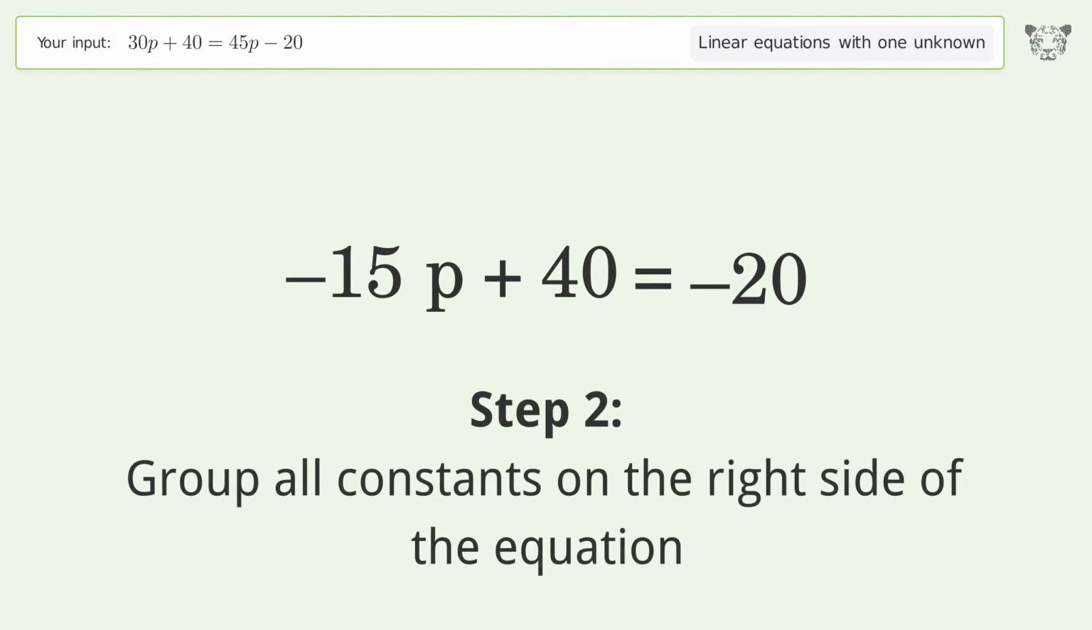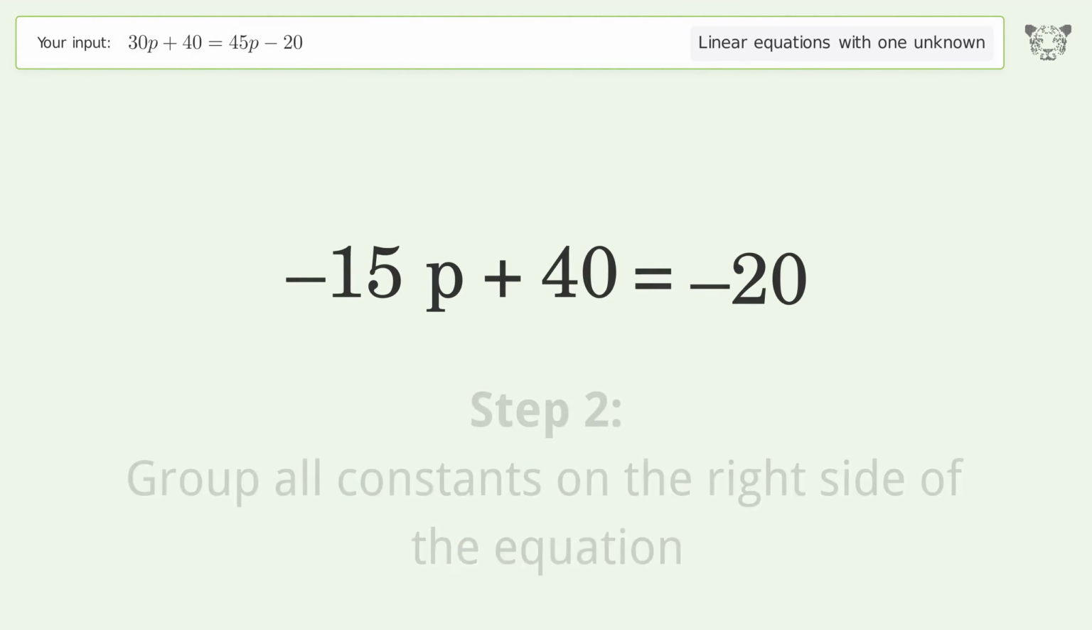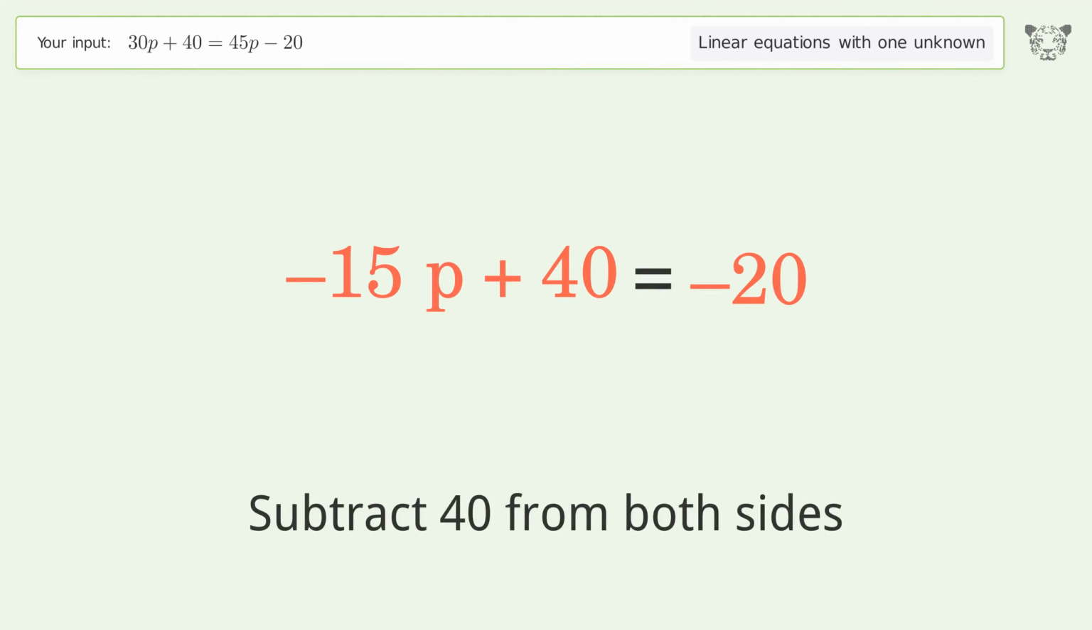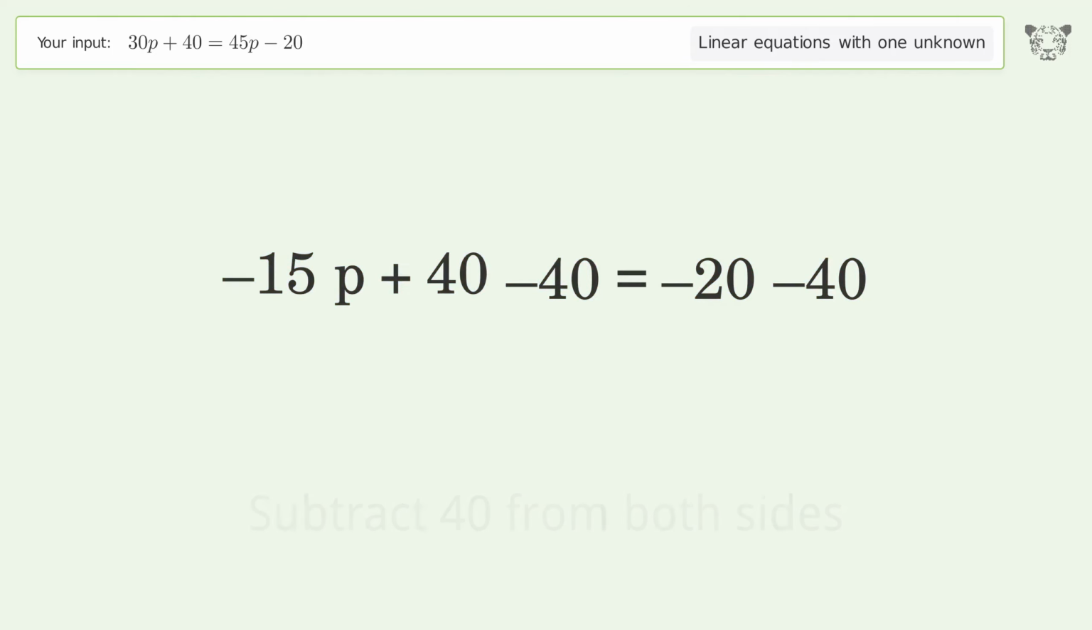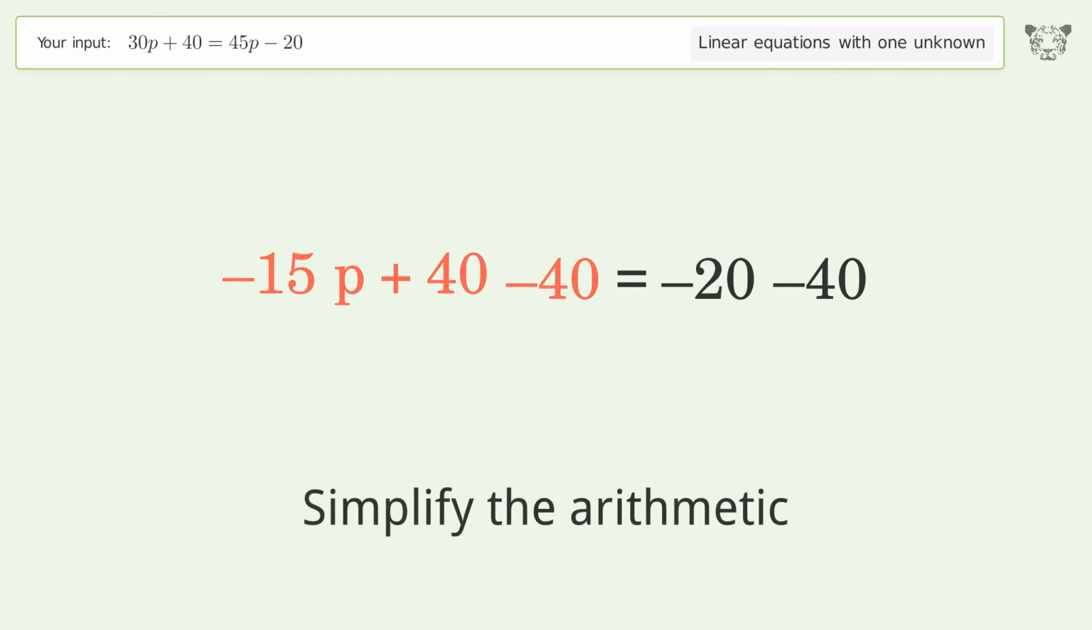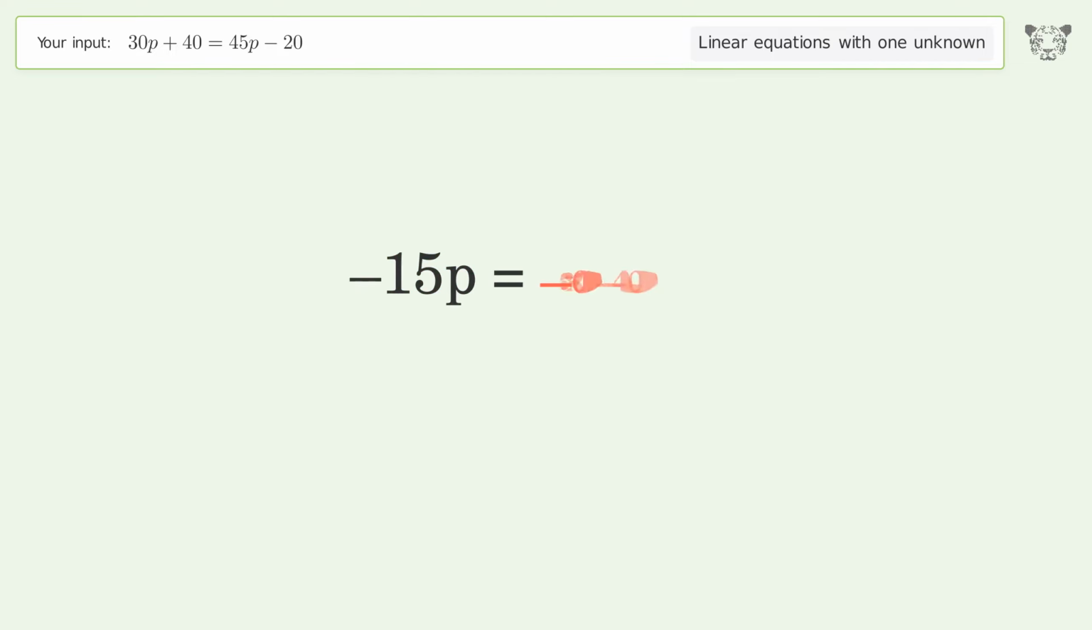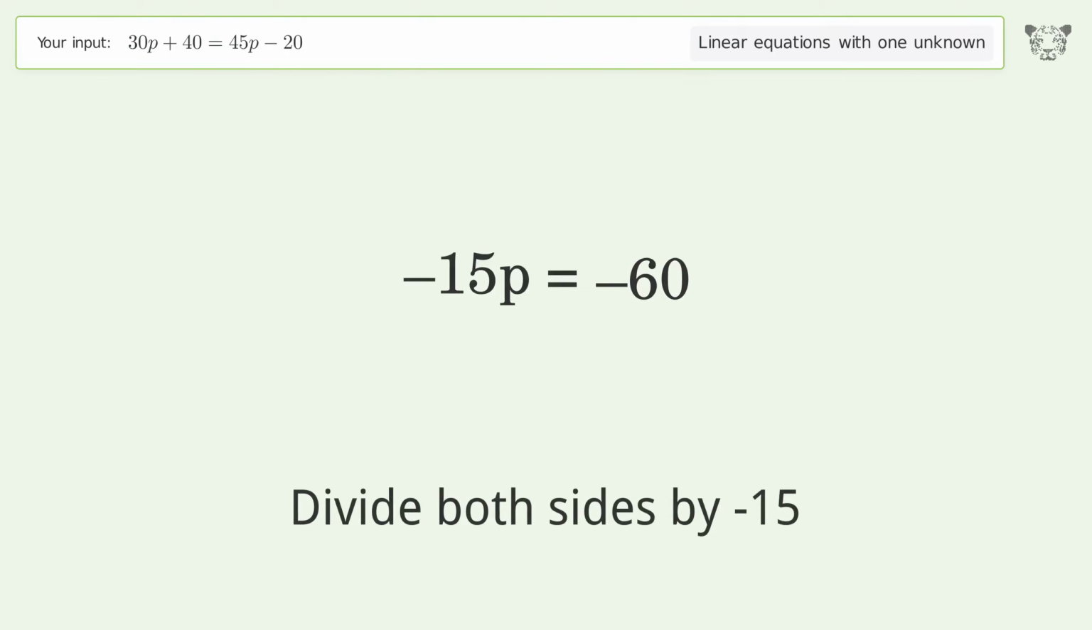Group all constants on the right side of the equation. Subtract 40 from both sides. Simplify the arithmetic. Isolate the p. Divide both sides by -15.